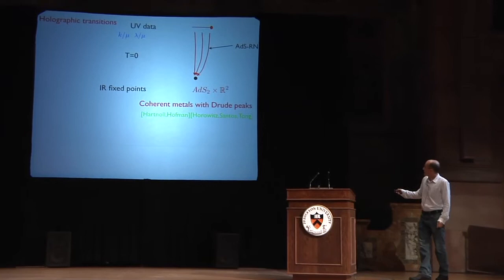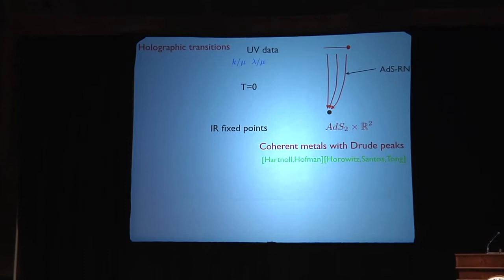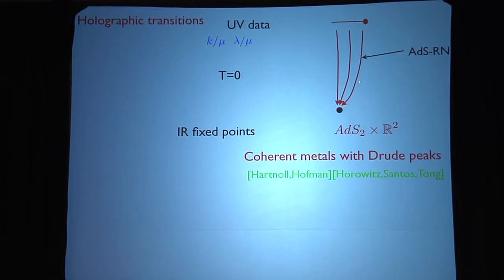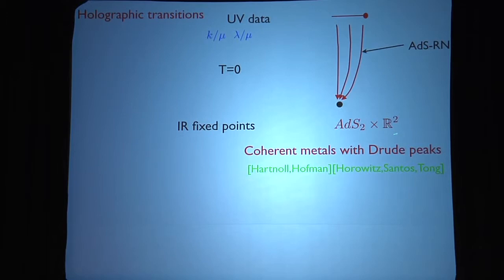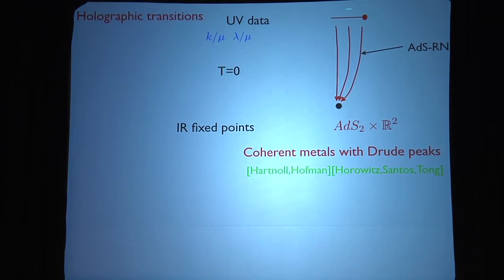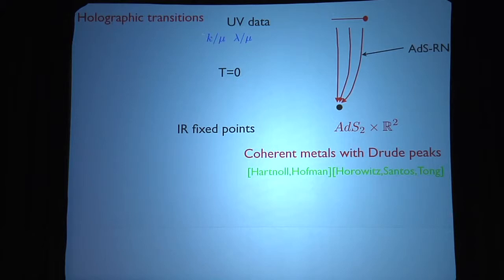Before I do that, let me say what the philosophy of these holographic transitions is. The idea is very simple. Here I've plotted UV data, and this red curve is a zero temperature AdS Reissner-Nordström black hole. So it approaches AdS2 cross R2 in the infrared. That's the starting point that I had right at the beginning of the talk. Then you imagine that you switch on the lattice with strength lambda and wave number k. And for small deformations, you certainly expect to keep flowing to AdS2 cross R2 in the infrared. And in fact, this does happen. These are the ones where momentum is almost conserved.